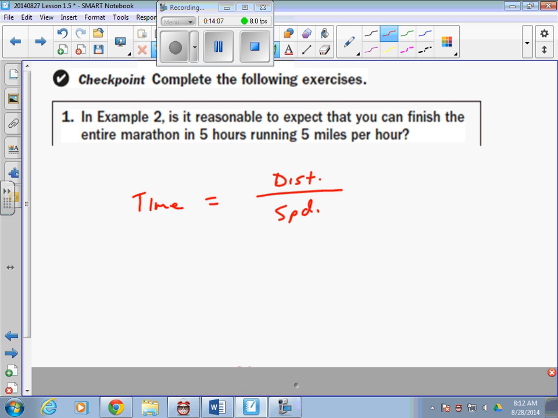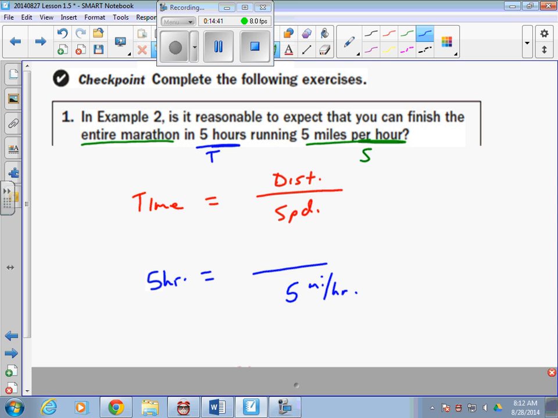Let's label everything. The second step is to label everything. Entire marathon, we're going to leave by itself for a second. We'll talk about that one in a second. It says 5 hours. That's going to be our time. So time is going to be 5 hours. 5 miles per hour, that's going to be your speed or your rate. So in place of time, we're putting in 5 hours, equals, in place of speed or rate, we're putting in 5 miles per hour.